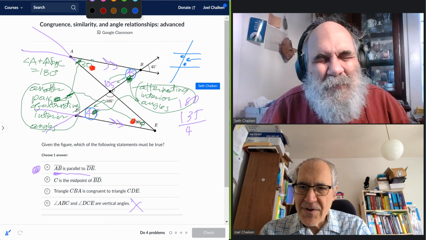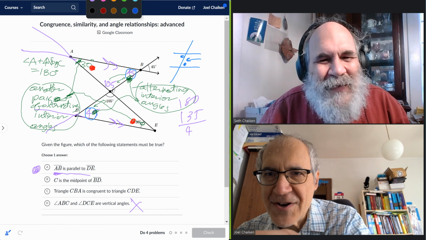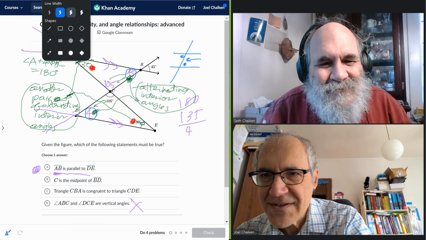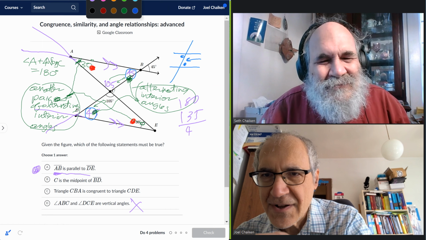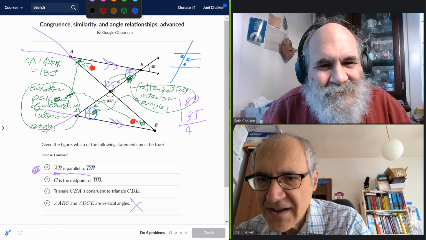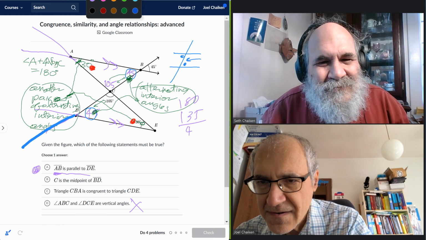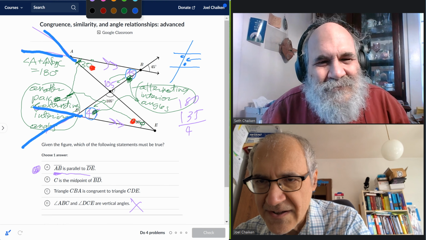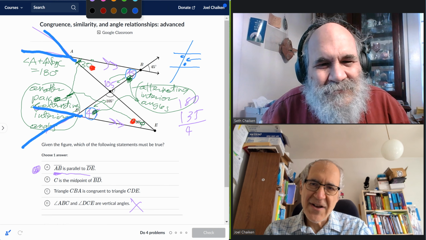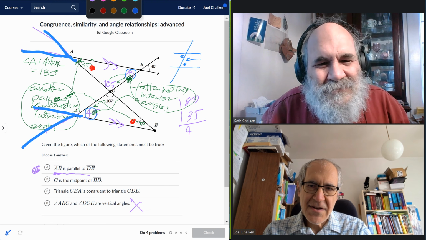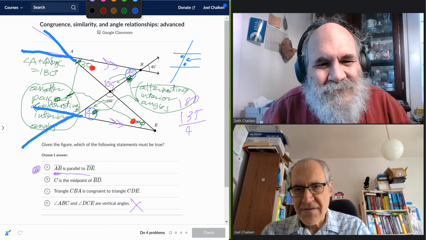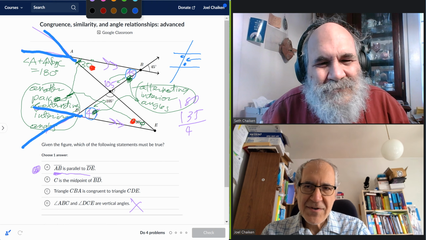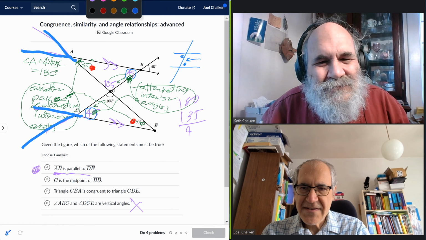Now, what's always helpful, let me make it thicker, is extending the lines. Extend the lines so that you really see it, because if you don't have the lines extended, it's harder to see the alternate interior angles. So that's a little thing to remember. Always extend lines. It makes things easier to see.